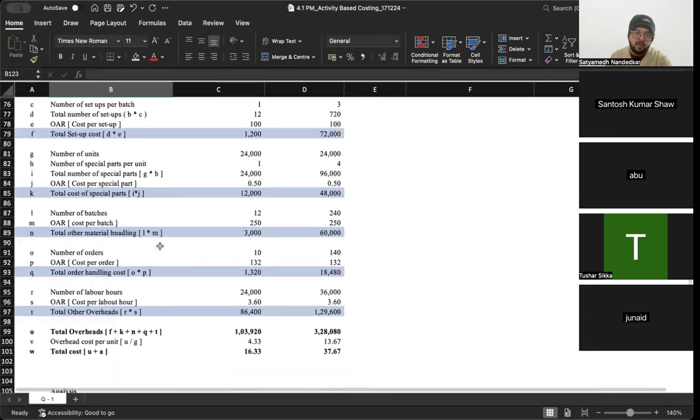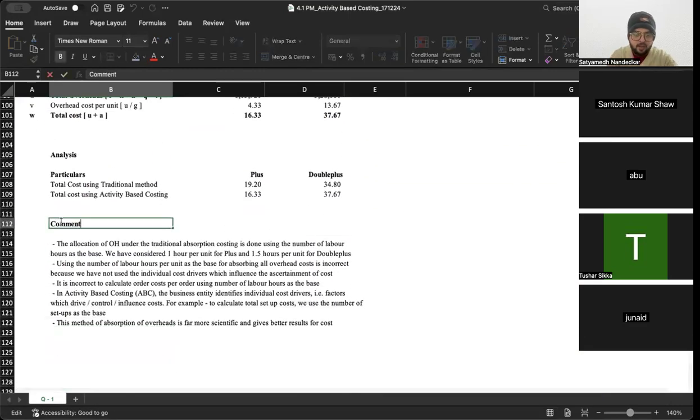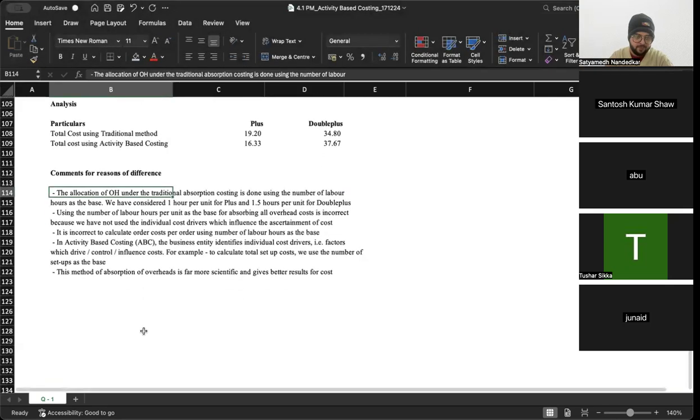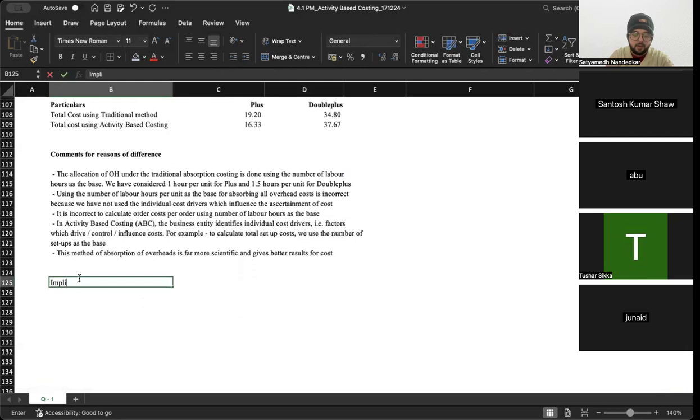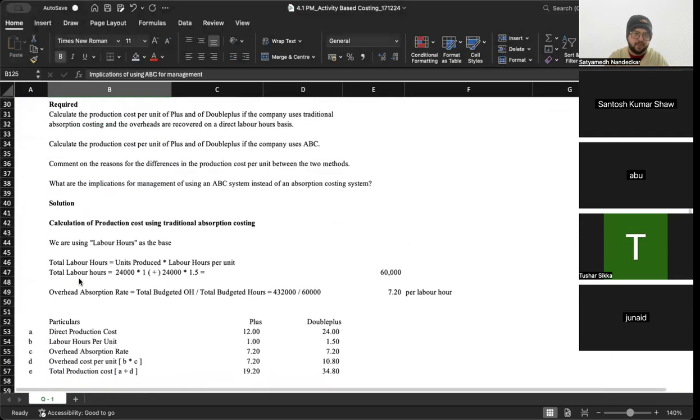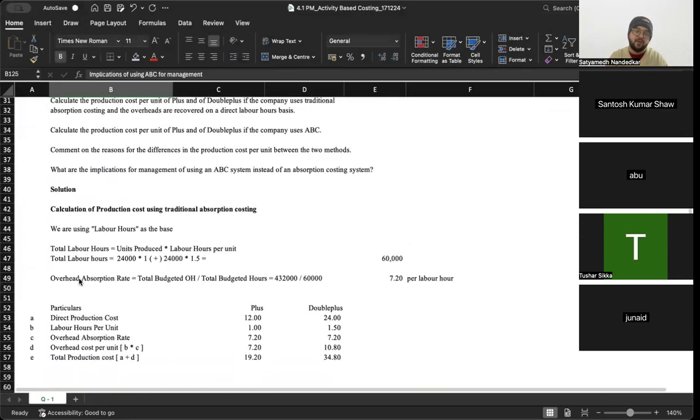First of all, you commented on the reasons for difference. Okay. Now, the last part is the implications of using ABC for management. That is the last part. What are the implications of using activity-based costing system for management? Okay, let's go. How will it benefit the management?